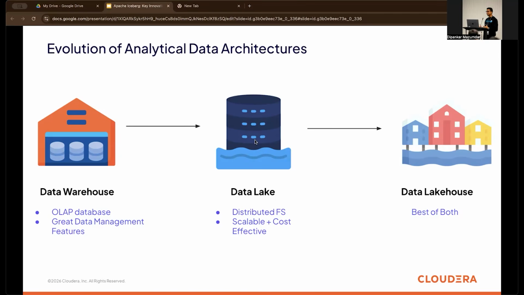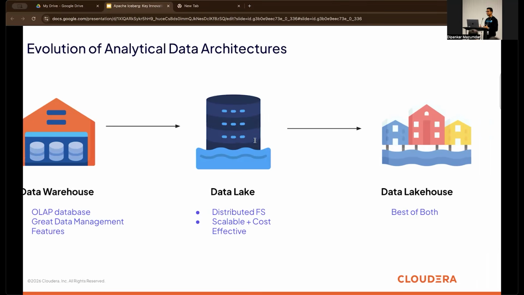So it's hard to make sense of all of that data. That gave rise to this newer architectural paradigm called data lakehouse, which in a way combines the best of both. When I say best of both, I mean you take the data management capabilities of a data warehouse and the cost and scalability perspectives of a data lake, and that gives you a data lakehouse in simpler terms.